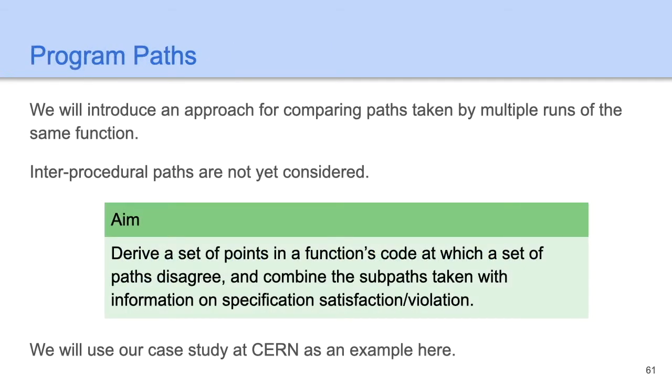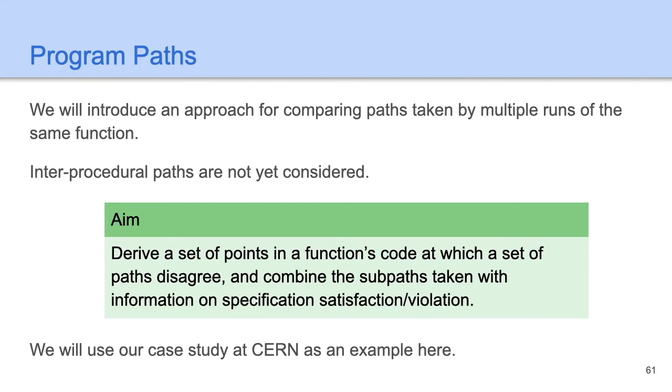As I mentioned previously, because of the low-level nature of control flow temporal logic, we will focus on explanation by analysis of program paths. In particular, we will introduce an approach for comparing paths taken by multiple runs of the same function, since control flow temporal logic formulas are written over individual functions in a system. We don't yet consider explanation using interprocedural paths, but we highlight that analyses like this are possible using the offline analysis tools provided by the VyPR ecosystem.